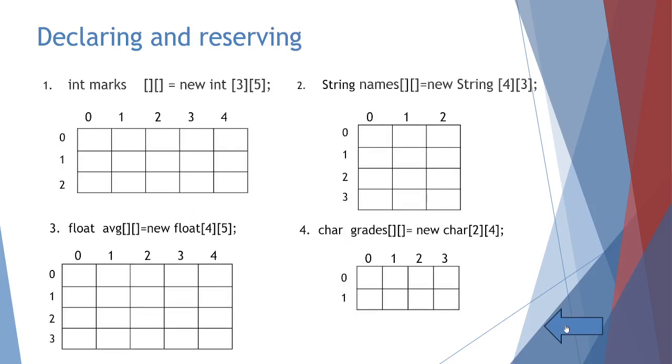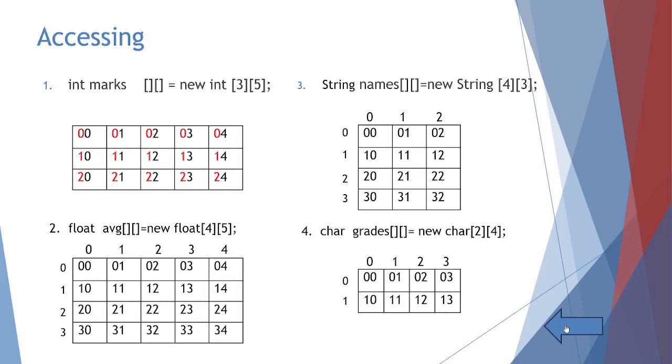Now declaring and reserving, 4 examples are given here. int marks[][] is equal to new int[3][5] means 3 rows 5 columns, whereas names array has 4 rows and 3 columns in each row. Average float array has 4 rows and 5 columns in each row. Then grades character array has 2 rows and 4 columns in each row.